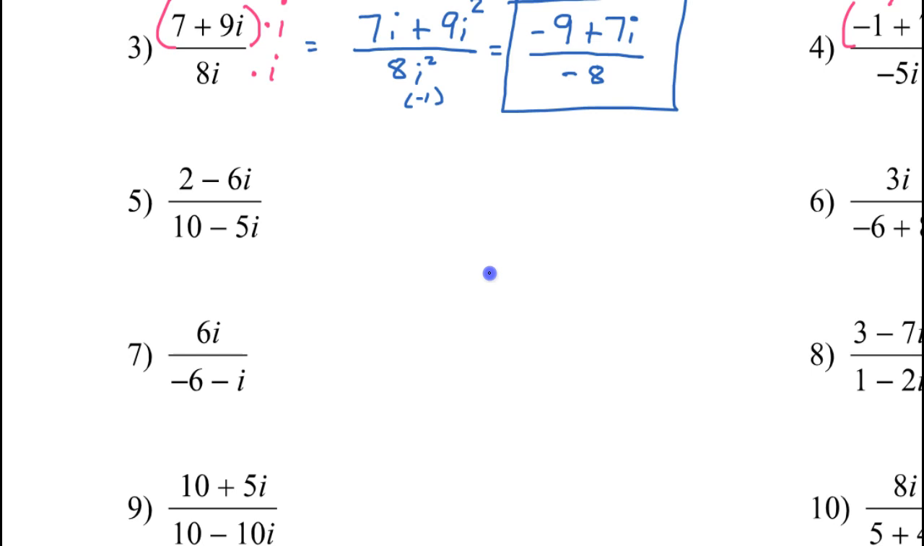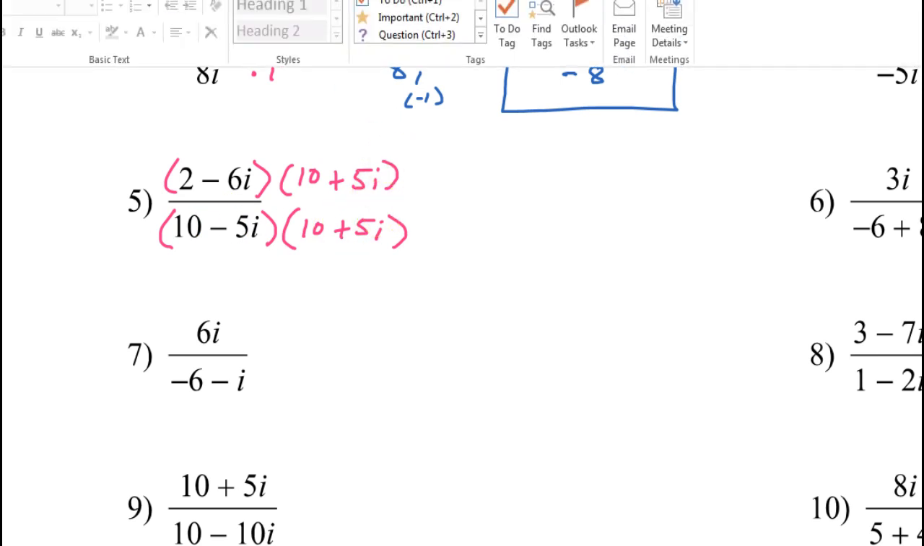Okay, now things get a little bit more interesting when you have a binomial in the denominator. When you have a binomial, what you want to do is multiply by something called the conjugate. So the conjugate of 10 minus 5i is going to be 10 plus 5i. Alright, the conjugate of the denominator. And I'm going to have to do the same thing in the numerator to keep the balance. 10 plus 5i. So if we do this multiplication, this will leave no i's in the denominator. Let's check it out and see.